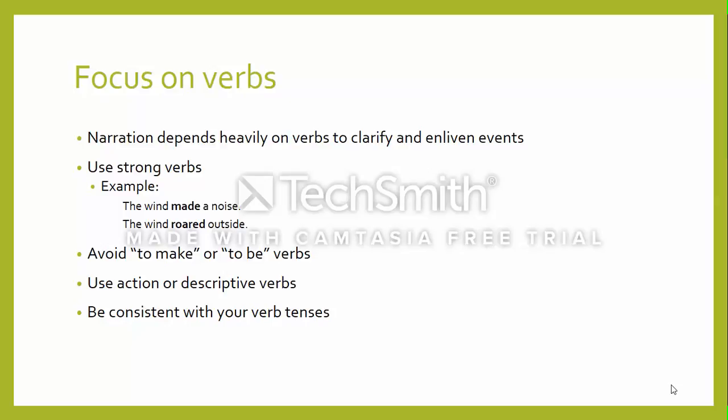So think about your verbs when you're writing and try to avoid using the verb to make or the verb to be. Use action verbs or ones that give descriptions so that you know that it slowly happened, or it happened so fast you barely remember it. But most important, be consistent with your verb tense so that when you are telling the story, you don't switch from present to past to a different verb tense. So just be consistent with that.